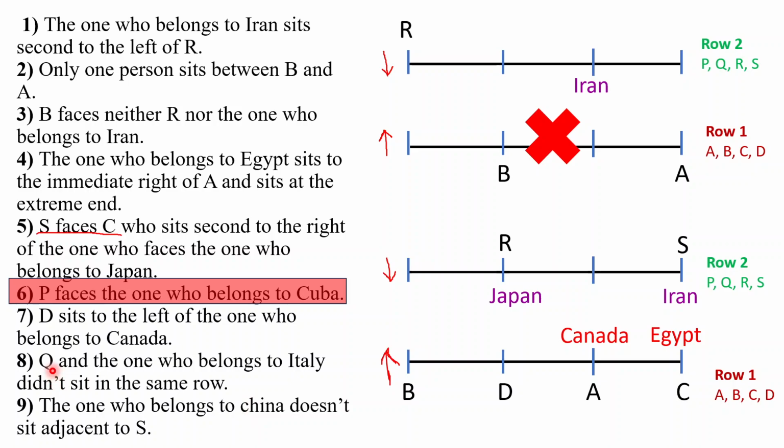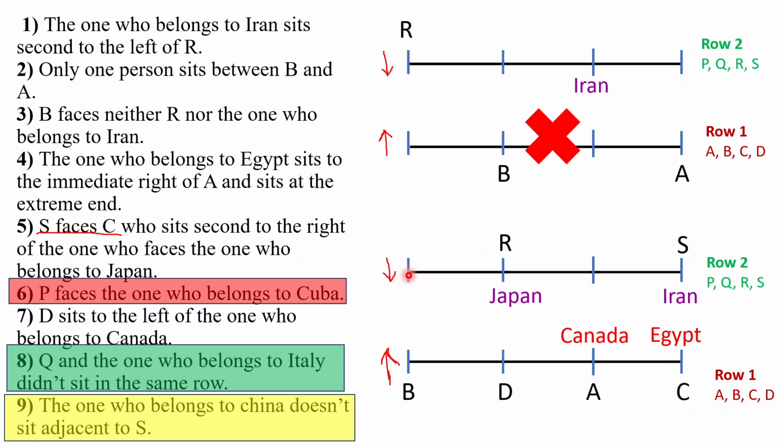Now the eighth clue is: Q and the one who belongs to Italy didn't sit in the same row. Since Q is seated in row 2, any member of row 2 will not belong to Italy, which means the person who belongs to Italy is from row number 1. But I am going to highlight the eighth point also because we don't know where to place Q right now. And the ninth is: the one who belongs to China doesn't sit adjacent to S. So the one who belongs to China will not come at this position, but it can come at this position. So let's highlight this also for now.